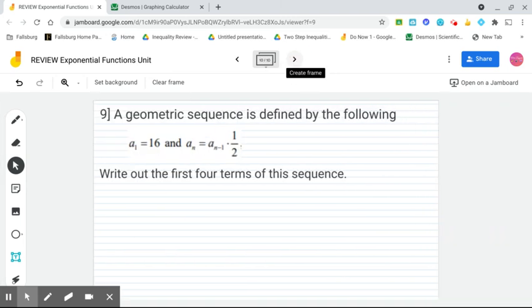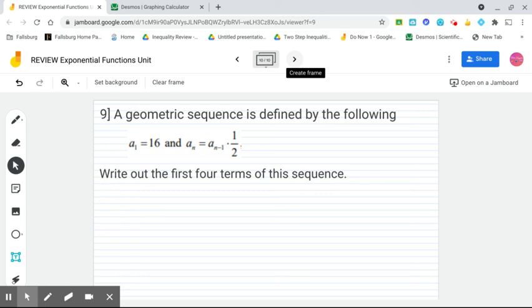And number 9, a geometric sequence is defined by the following. So a of 1, which means the first term in the sequence, is 16. And the sequence is defined by a of n equals a of n minus 1 times 1/2. So we want to write out the first 4 terms of this sequence.